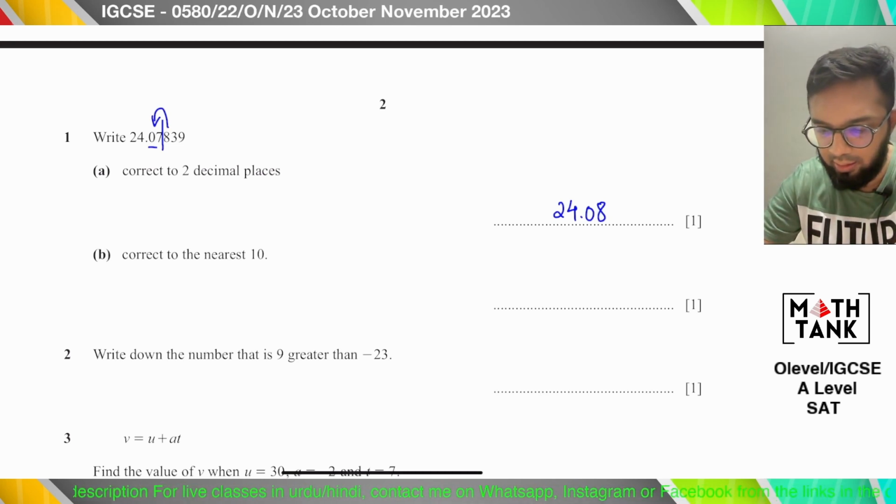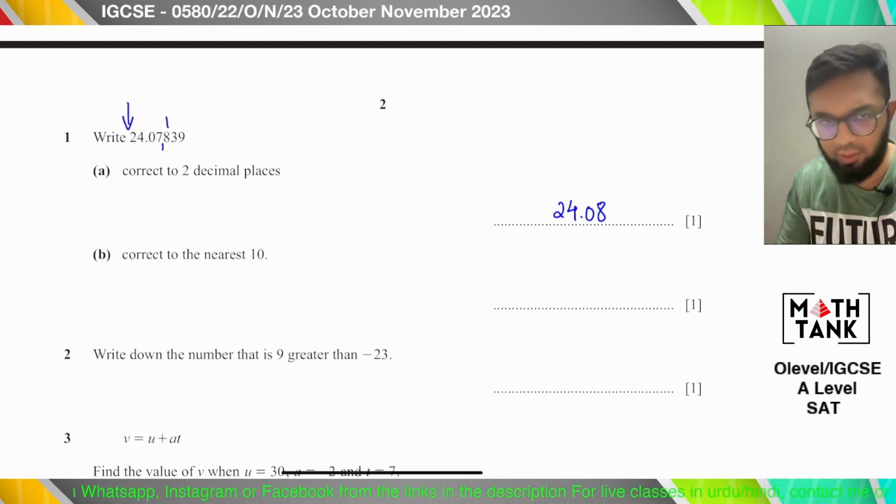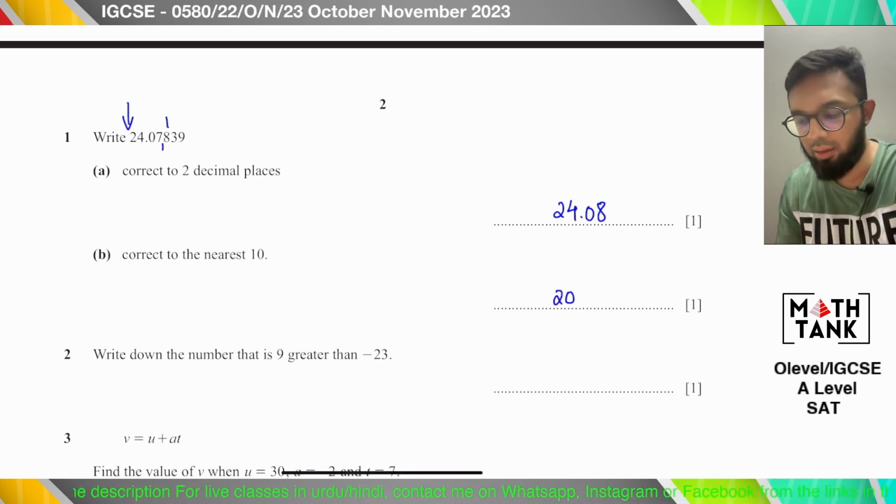Question number two says correct to the nearest 10. So the nearest 10 is this number here. Rounding off to the nearest 10 will give me 20,000 if I want to write it, but just 20 is also fine.